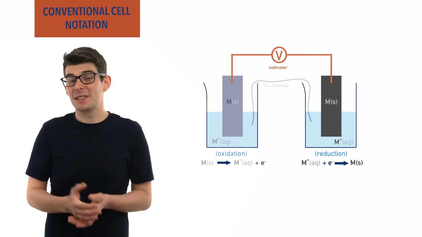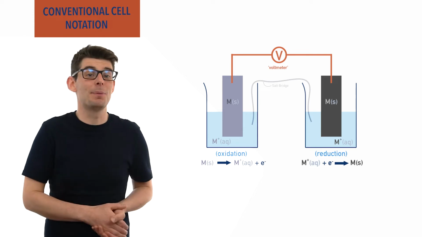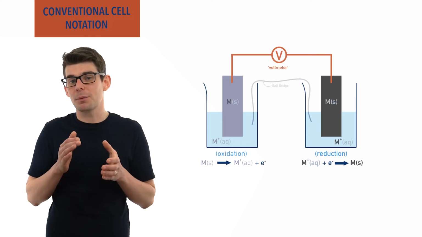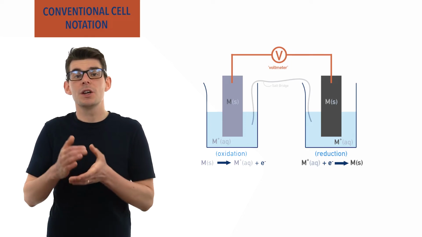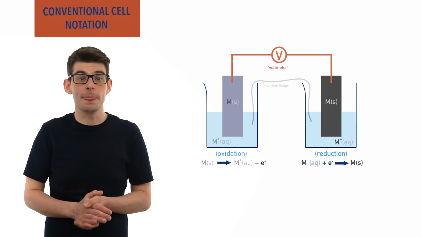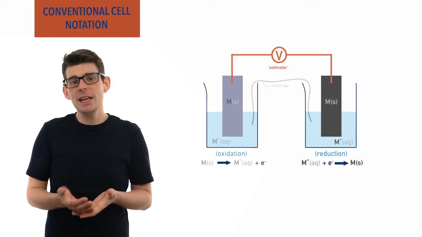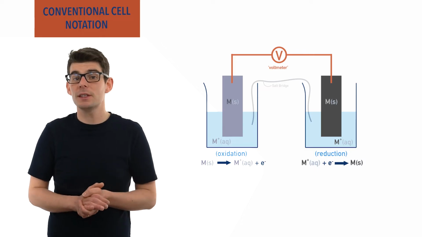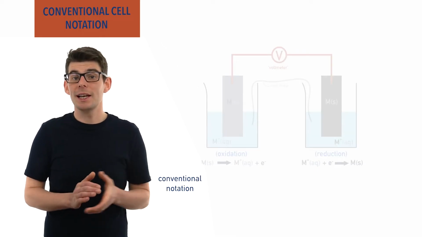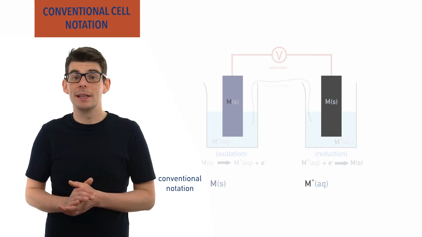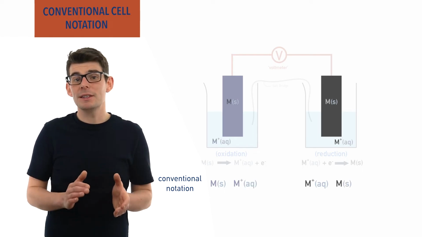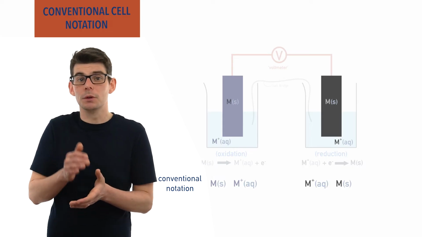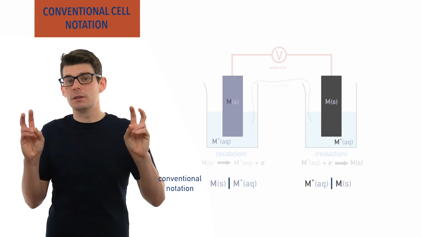Drawing out these diagrams is time-consuming and takes up a lot of space on a page. To make things easier, they can be represented using something called conventional cell representation or notation. Each half cell is represented in a simple form that is based on the species that make it up, showing the solid electrode material and the ions in the electrolyte. The species in different states or phases are separated by a short vertical line, representing a phase boundary.